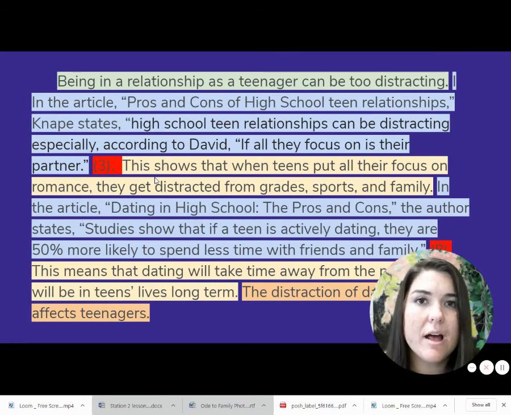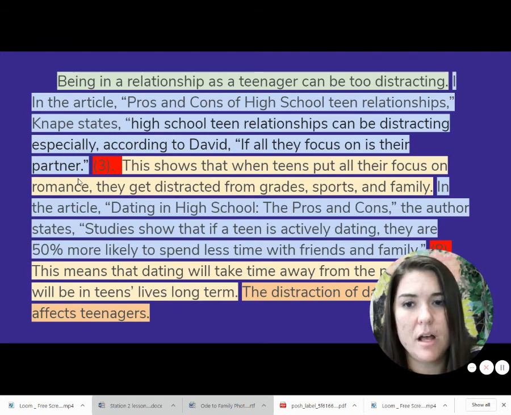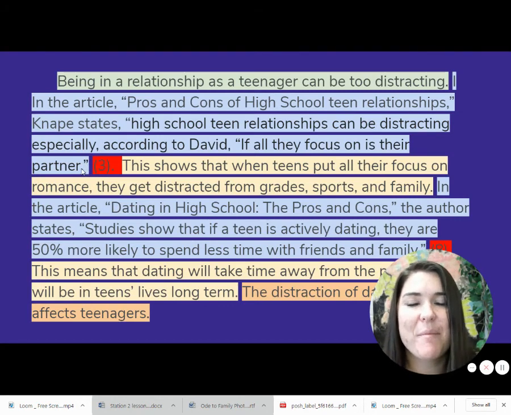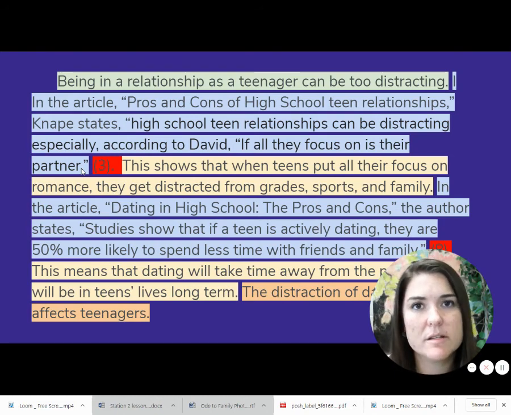partner. Now I've got to take that direct quote that came from page 3, and notice how I've already made a mistake. There should not be a period right there. The period's after this. I'm going to put my cursor over that. I'd turn it into elaboration in the yellow by saying, this shows that when teens put all their focus on romance, they get distracted from grades, sports, and family.